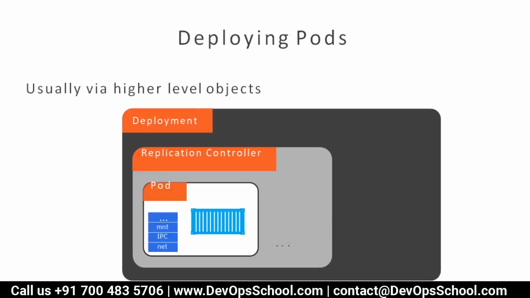So deployment has a feature. Again, I'm repeating, deployment has the feature of the replication controller, so you can replicate a pod one to many. Deployment also has the feature of the controller, so that way desired and actual are matched.